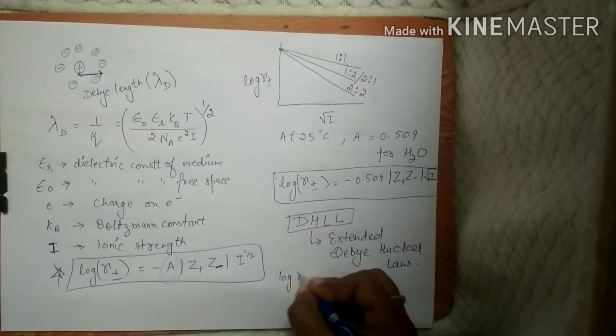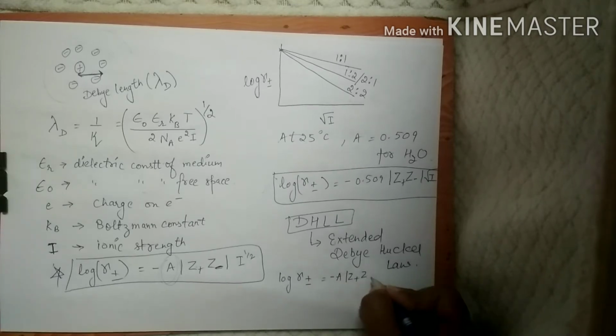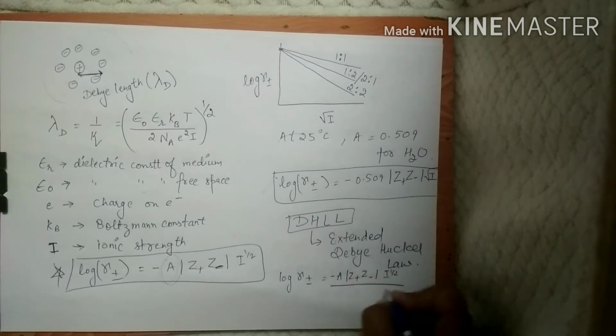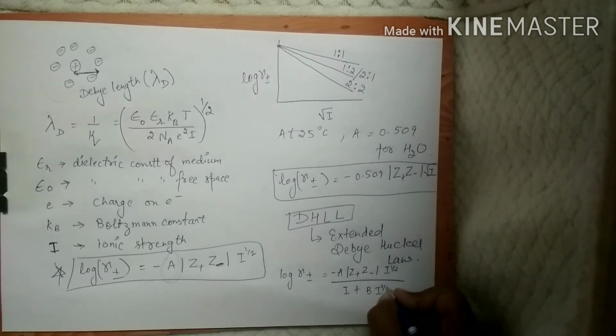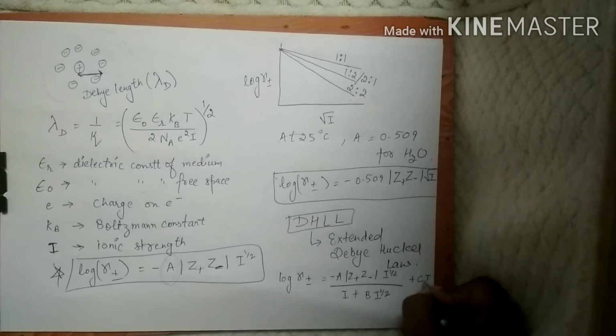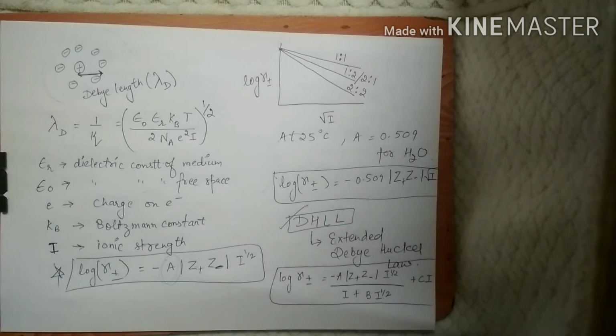That is log of gamma plus-minus equals minus A |z plus z minus| I to the power 1 by 2, and the corrections are upon 1 plus b I to the power 1 by 2 plus c into I. So this is your extended Debye-Huckel law, or you can say Debye-Huckel limiting law for more concentrated solutions. If we look at the graph for the same, we'll plot the same graph for the Debye-Huckel law and the extended law. So we'll see what we get.